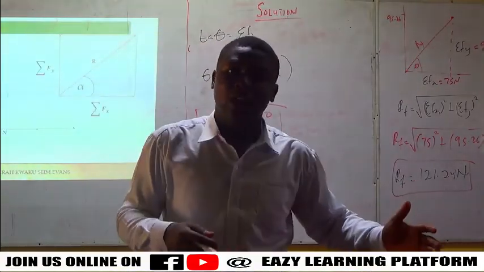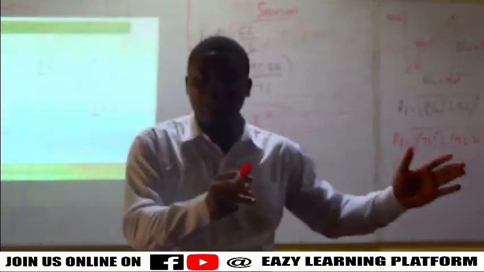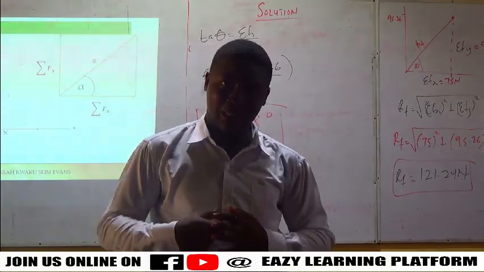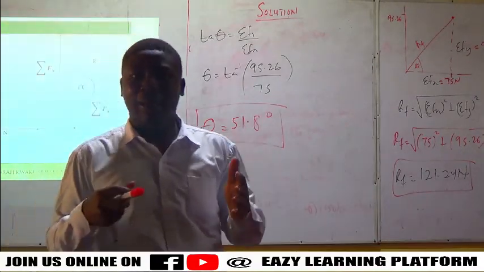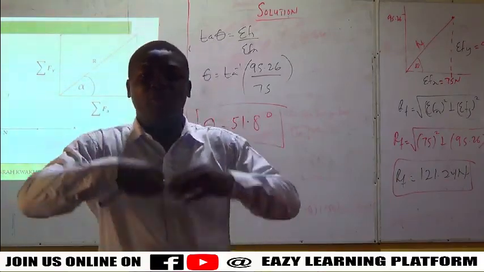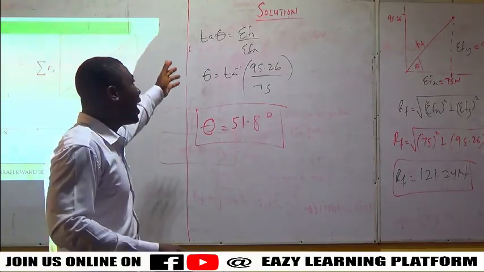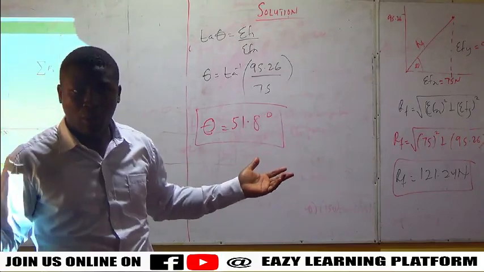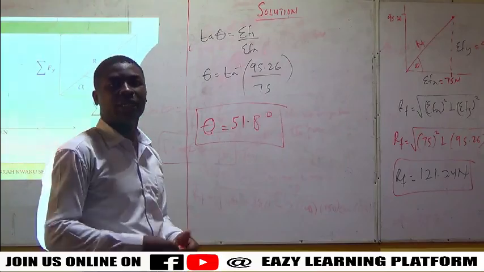When we finished, we summed the forces according to direction. We sum forces in the X together, and we sum forces in the Y together. And when we finished, we found the magnitude, which is square root of sigma Fx squared plus sigma Fy squared. And after that, we have to find the direction using the relation tan theta is equal to sigma Fy over sigma Fx. Simple as that. We'll be able to solve any problem on resolution of forces.